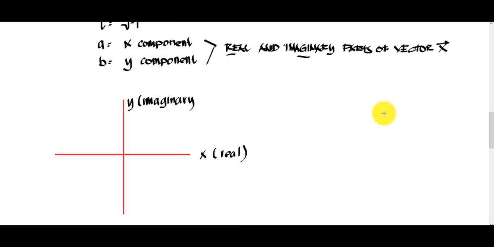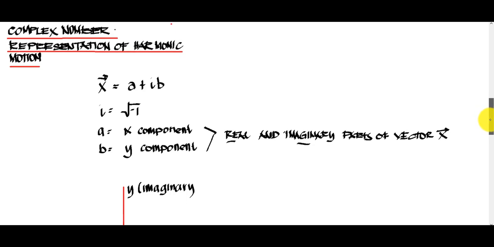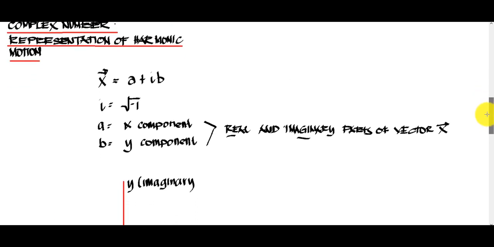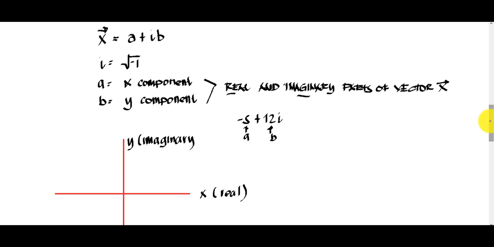So to have a quick review, class, how are we going to use this complex number? Reviewing from your algebra, if we have a value which is negative 5 plus 12i, how are we going to plot this in coordinates? Usually we have here your a value and your b value. So we have negative 5, which is your a, the x component.